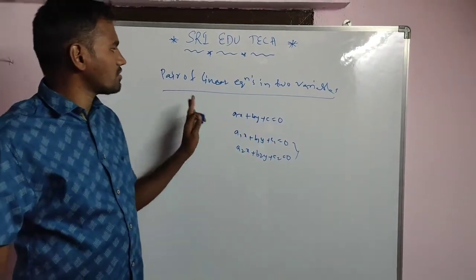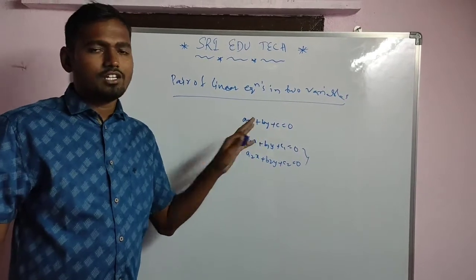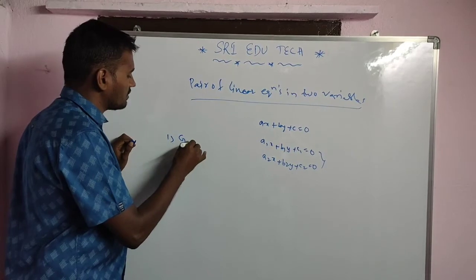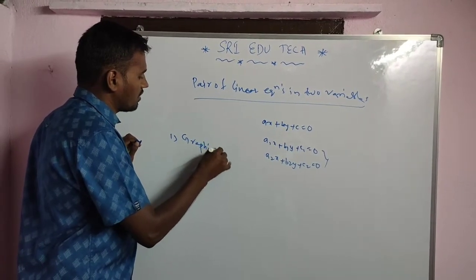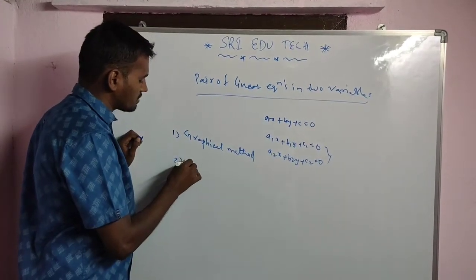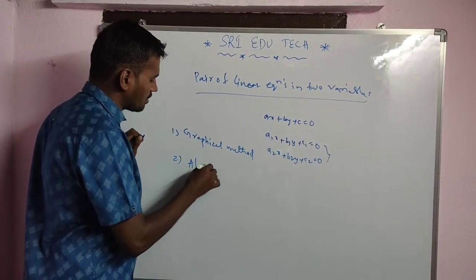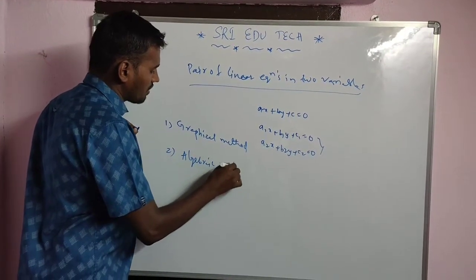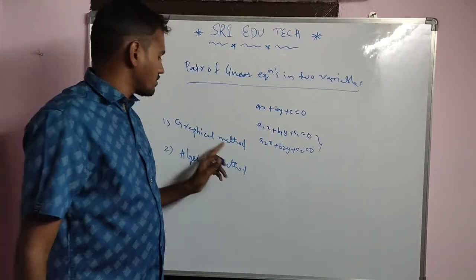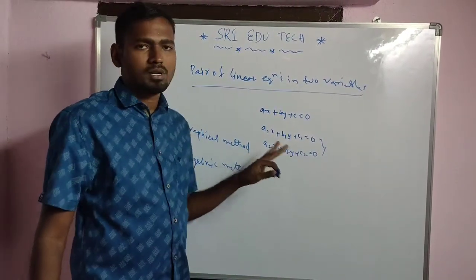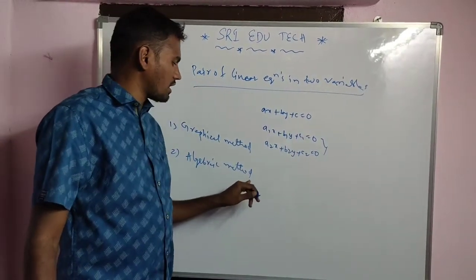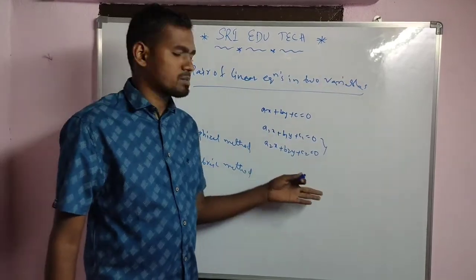Now we have to solve these pair of linear equations by two methods. One is the graphical method and number two is the algebraic method. In the graphical method you have three types, which will be explained afterwards. Next, in the algebraic method, you also have two types, which will be explained.